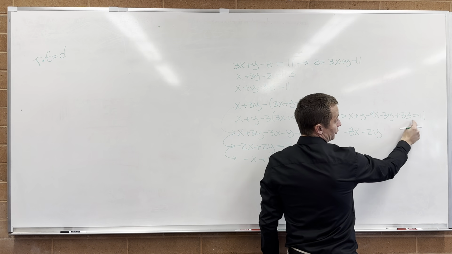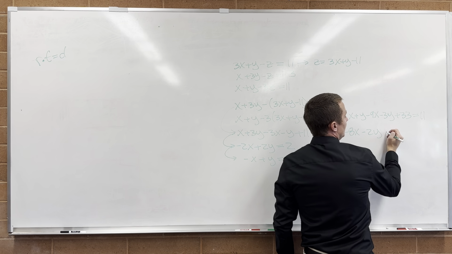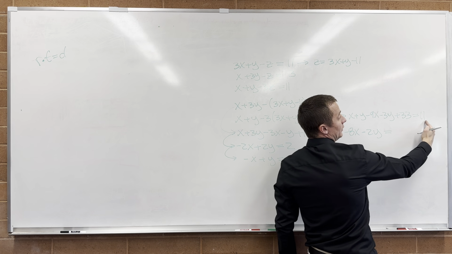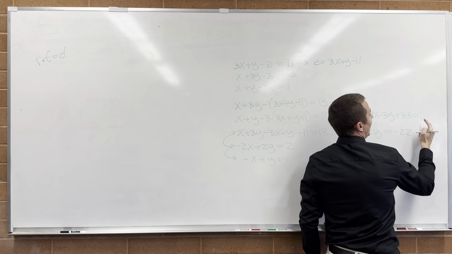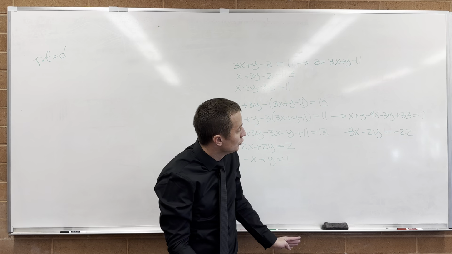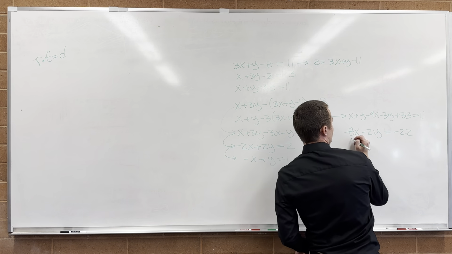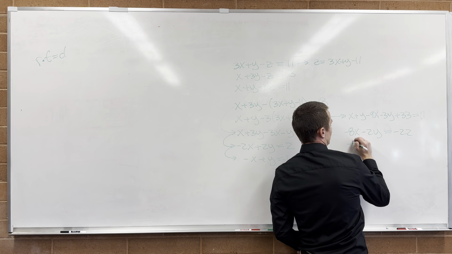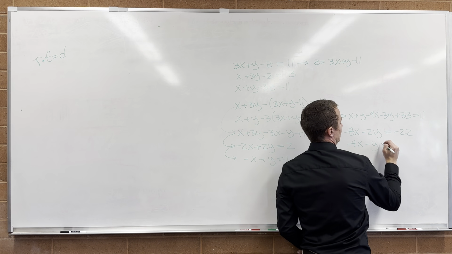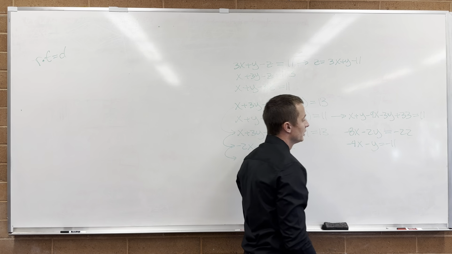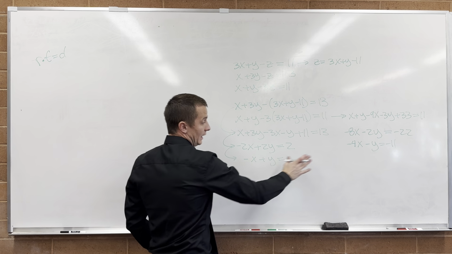And then subtract 33 from both sides. Oh, I have 11 and I'm taking away 33, so we're left with minus 22. Finally, divide both sides by 2, and I'm left with minus 4x minus y is equal to negative 11. Right? So we got that equation.